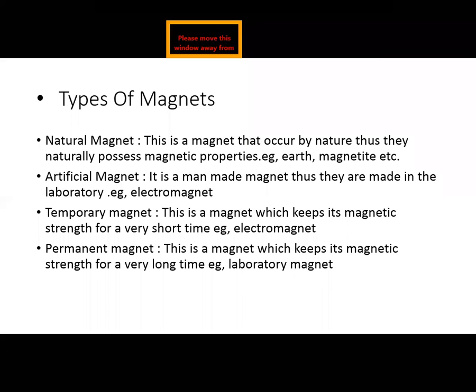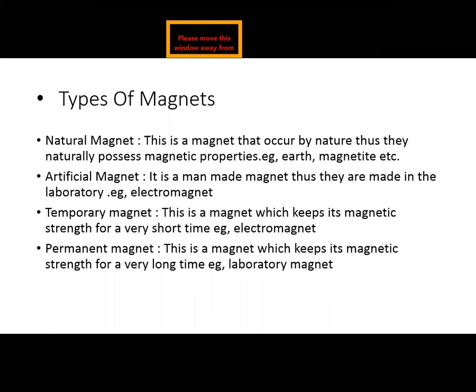Okay, and we have the temporal magnet also. This is a magnet which keeps its magnetic strength for a very short period of time. That means they cannot keep it for a very long time. So if you take a solenoid, for example, a solenoid is a piece of metal with a wire wound around it. So when a current is passing through a metallic substance, it induces magnetism, or it induces magnetic flux into that substance.